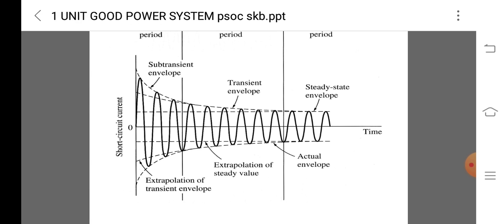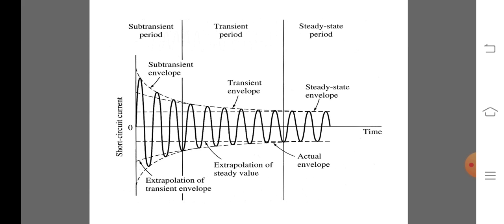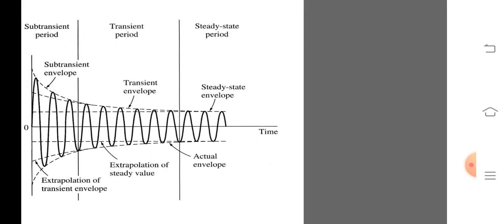This is a graphical representation of the fault. It has to be segregated into three periods: one is the subtransient period, the transient period, and the steady state period. The subtransient period always occurs first, with the subtransient envelope. The transient period overlaps, with the transient envelope. Then the steady state period, with the steady state envelope.